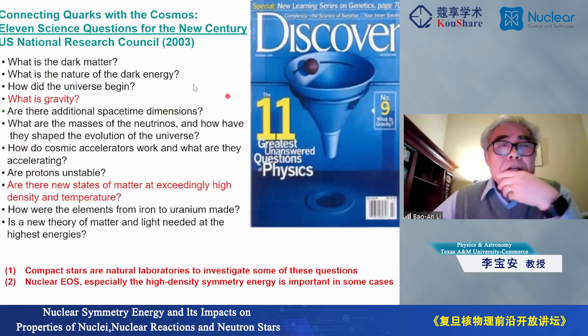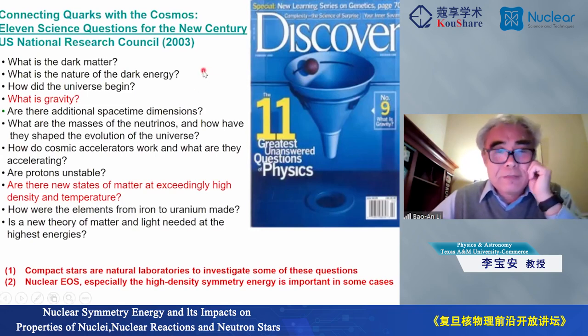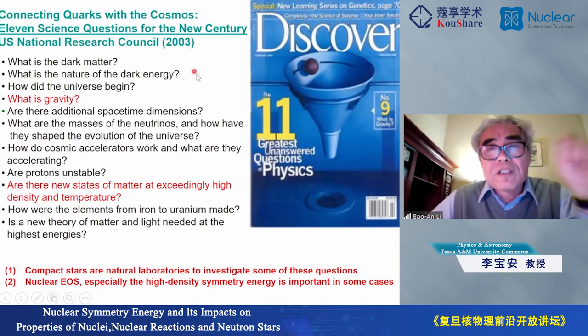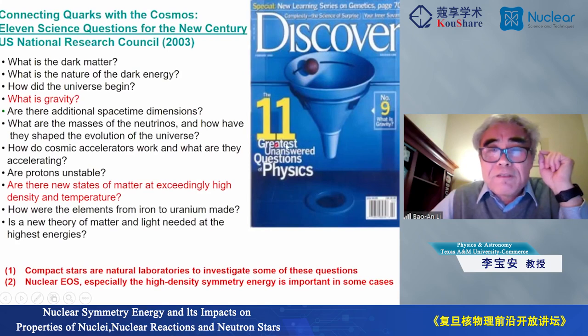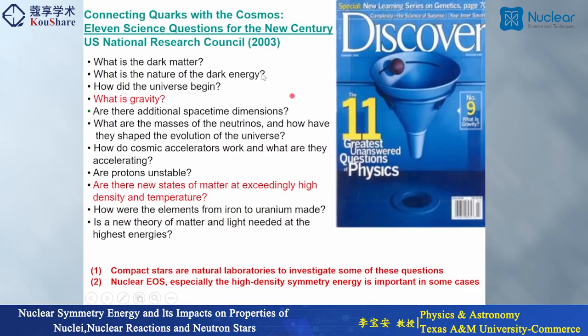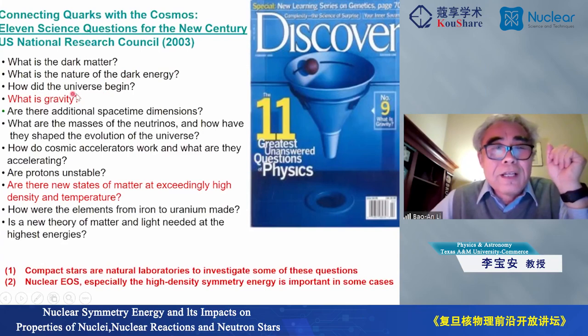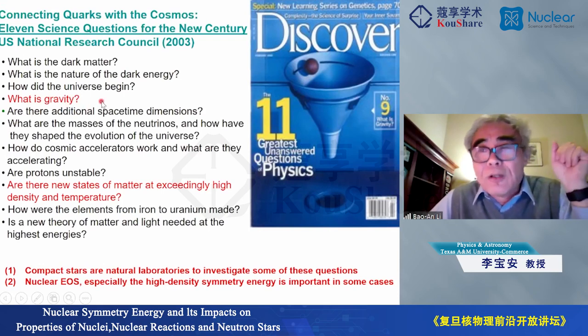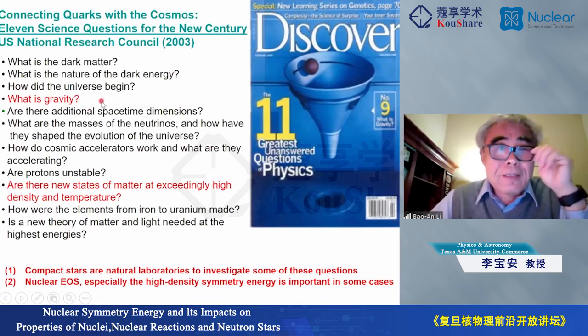Now let's look at where the symmetry energy comes in the physics of neutron stars. About 20 years ago, at the beginning of this century, the US National Research Council surveyed many physicists around the world. They identified 11 greatest unanswered questions in physics. Of course, you find things like what is dark matter, what is dark energy, how did the universe begin? You also find questions like what is gravity? Was Einstein right about general relativity?